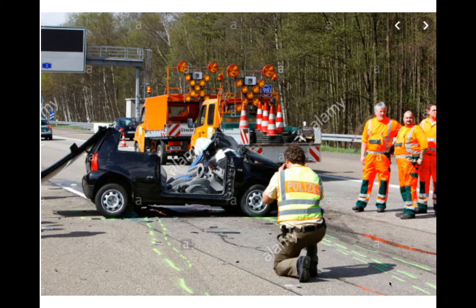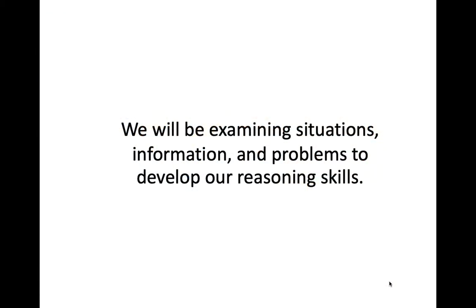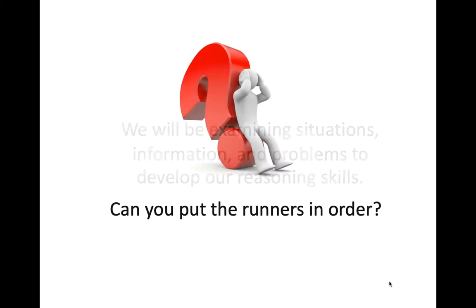They're going to be looking for skid marks to show the path of the car. They're going to be looking for the damage on the car. They're going to be asking bystanders. They're going to be looking for mechanical failures or road conditions. They're gathering together all kinds of evidence around the scene so that they can draw up an idea of what took place. We're going to be doing a similar thing. We'll be examining situations, information, and problems, and our purpose is to develop our reasoning skills.